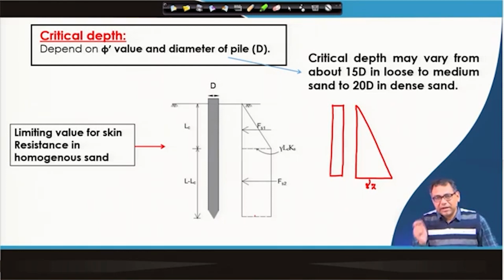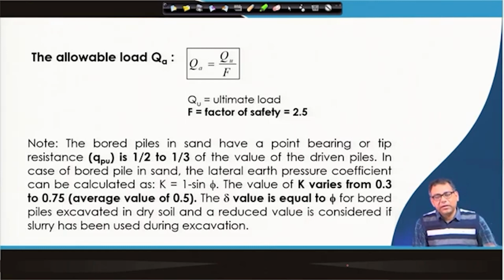But in some cases researchers have observed that this type of critical depth does not exist in the field. So, they have suggested that you take the full resistance, that means from top to bottom the effective overburden pressure increases linearly. But I would recommend that you use the critical depth concept when you calculate the friction resistance. Okay, so, once you calculate the friction resistance and the tip resistance, then you add them, then that will give you the ultimate bearing capacity of the pile, then divide it with the factor of safety, that will give you the allowable load carrying capacity of the pile.